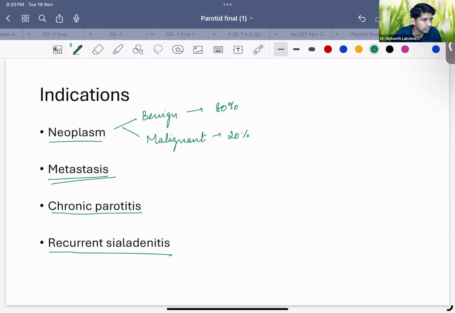Then Vinod. Sialography? Huh? For sialadenitis to happen because of repeated inflammation, there must be a stone causing obstruction. So what is the procedure you do for removing stones?